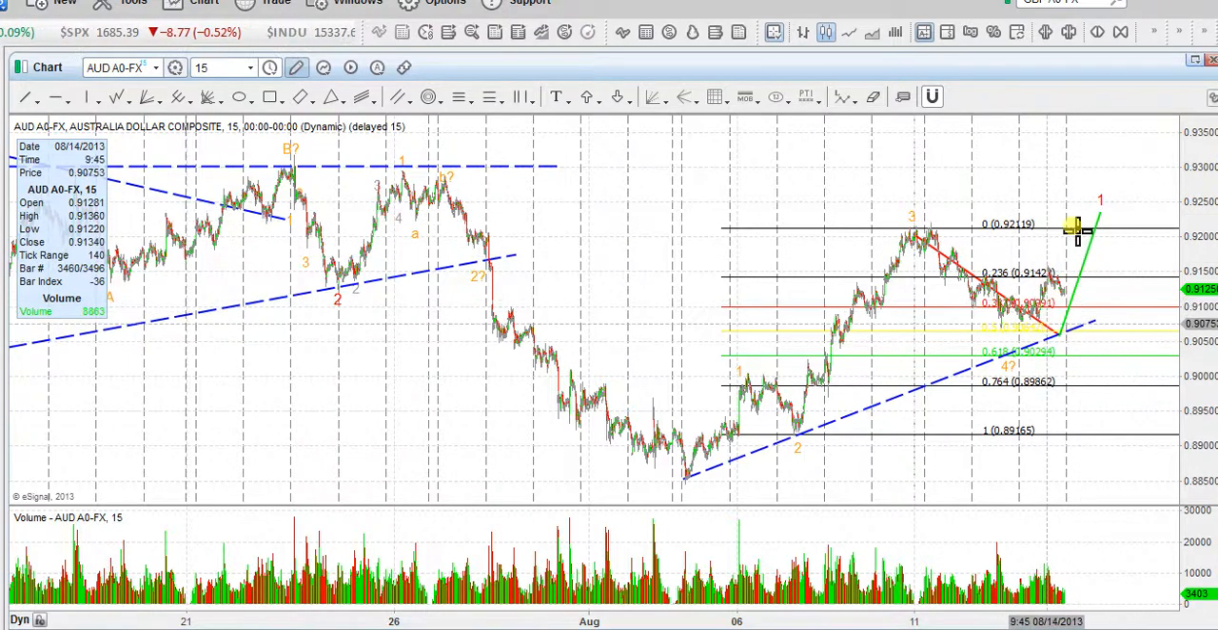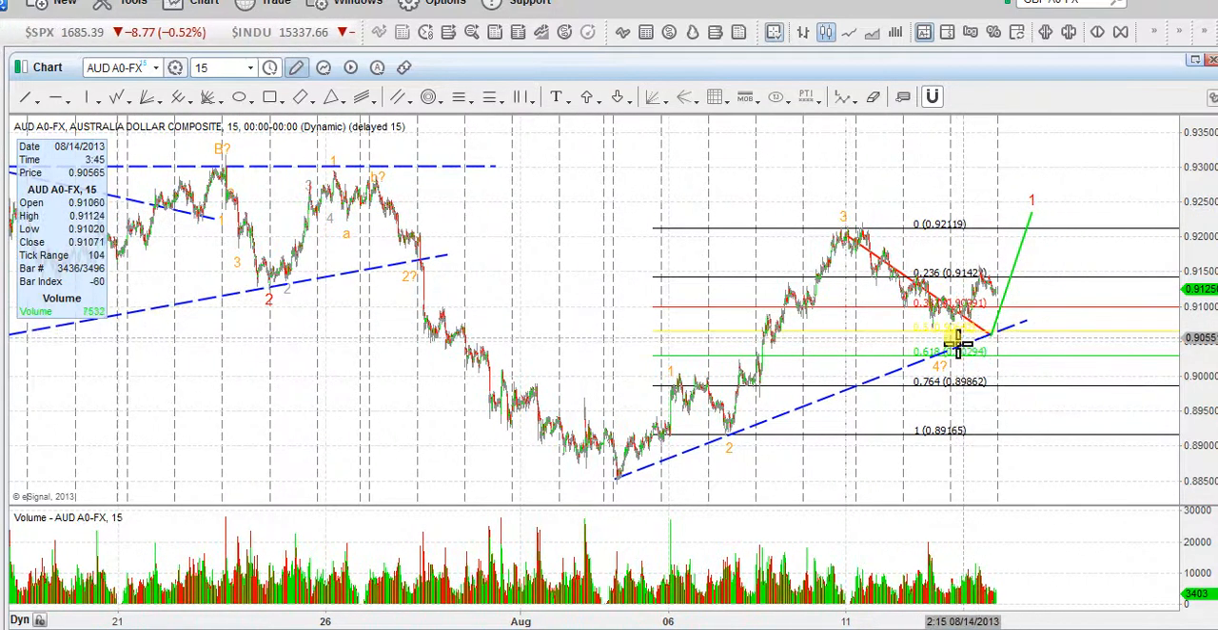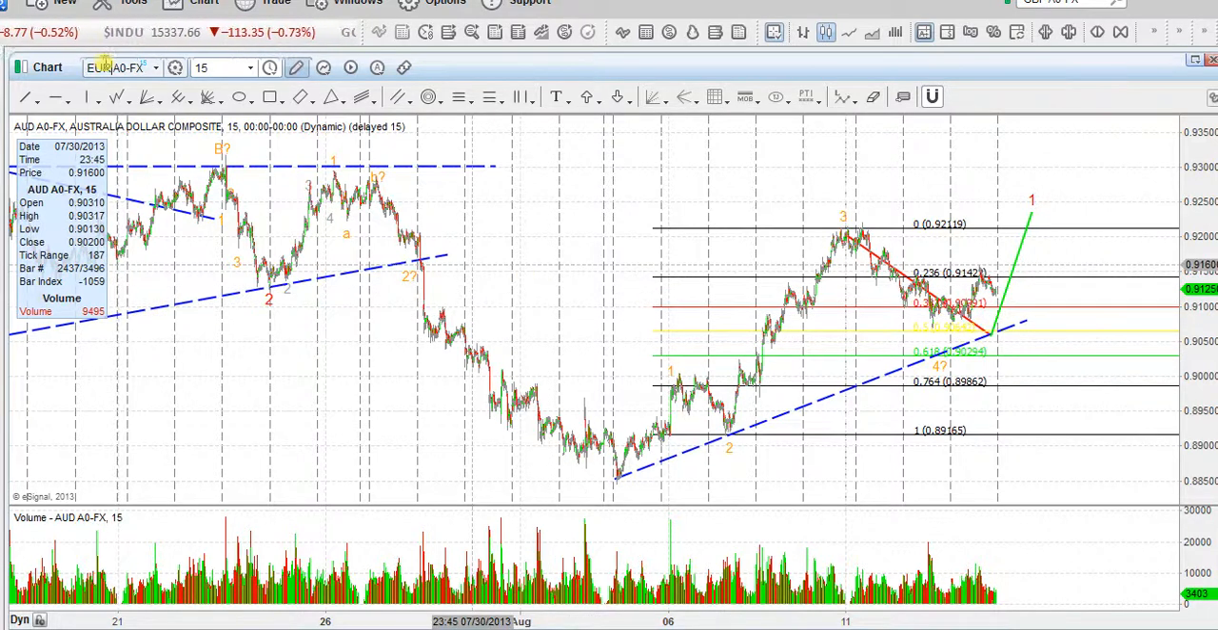So we're just looking for our target still. Target still remains intact, and we're just waiting for this trade to play out. So we can trail the stop a bit, move the stops up to 0.905, where you're just risking 20 pips at this time. But the trade still looks very good.